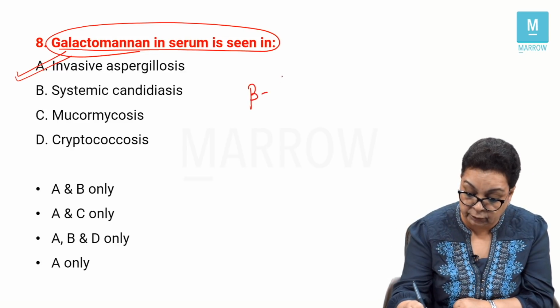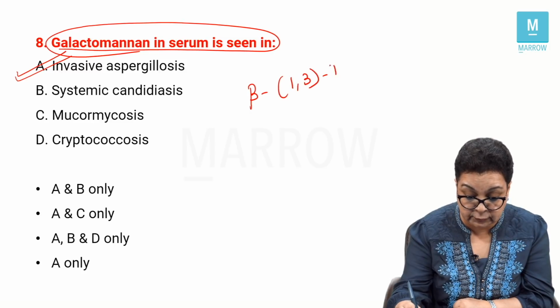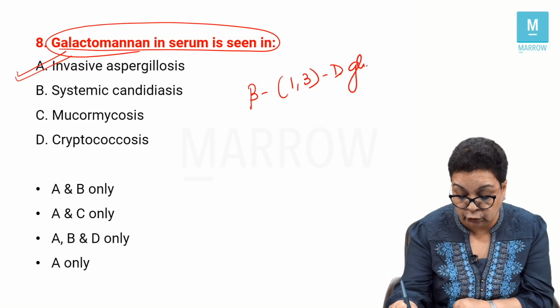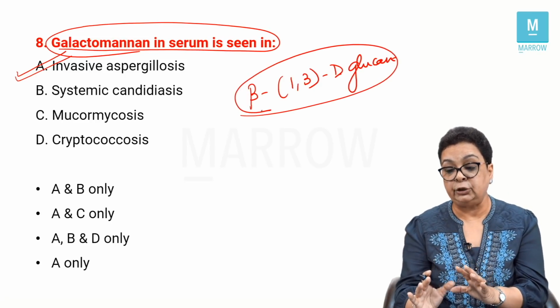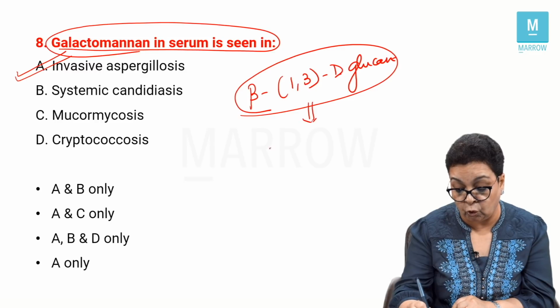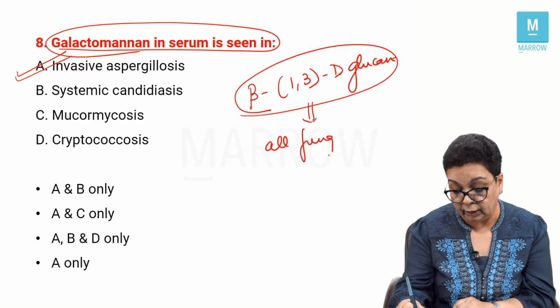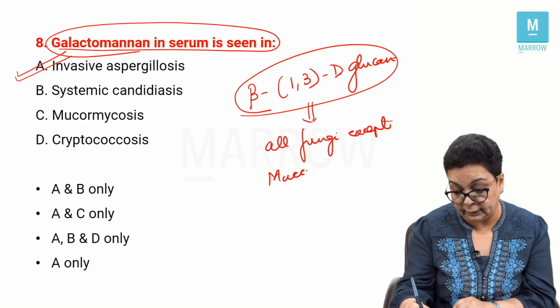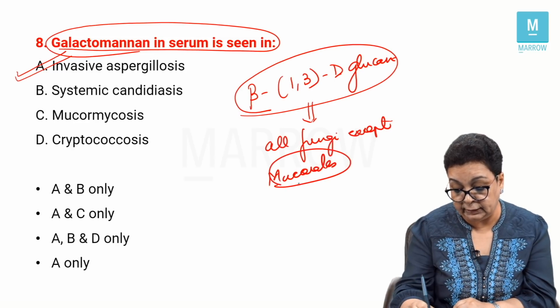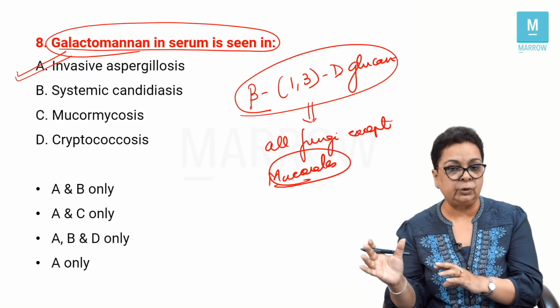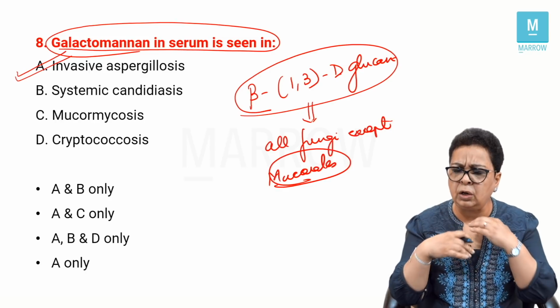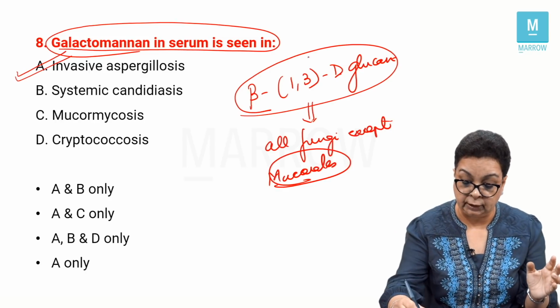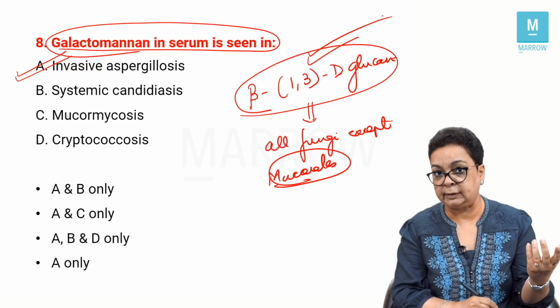Here, let me just clarify, this is not beta-1,3-D-glucan antigen we are being asked about. This is an antigen which is present in the cell wall of all fungi, except mucormycosis, mucorales. So that means in systemic mucormycosis, this will not be detectable in the patient's serum. In all other systemic fungal infection, this antigen is detectable in the patient's serum.